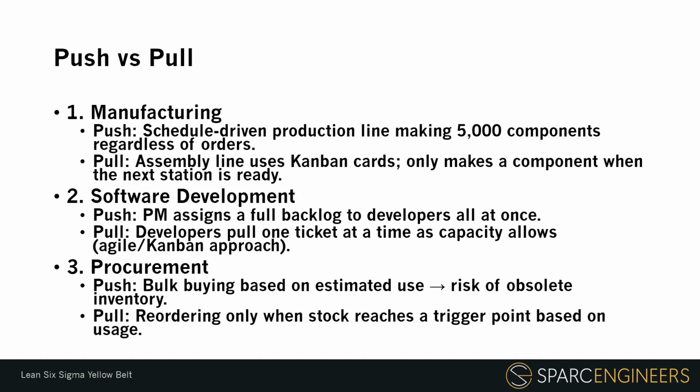In a pull system, production is triggered by actual demand. A classic example is using Kanban cards. The assembly line only makes a component when the next station signals it's ready, usually through a visual signal like a card or electronic trigger. This reduces overproduction and keeps inventory levels low. This simple shift from push to pull can dramatically improve flow, reduce waste, and make the process more responsive to real needs. This concept isn't limited to manufacturing, it applies to software development too.